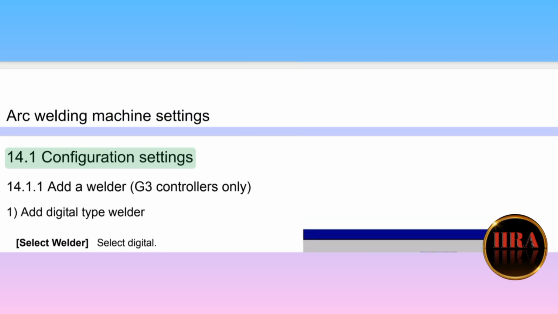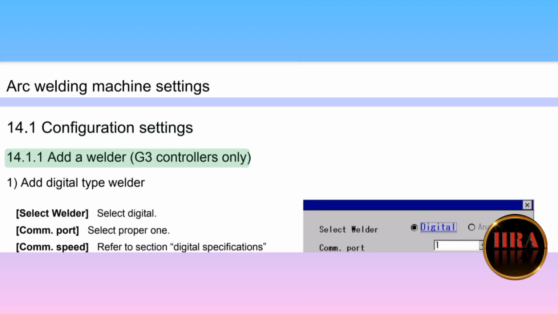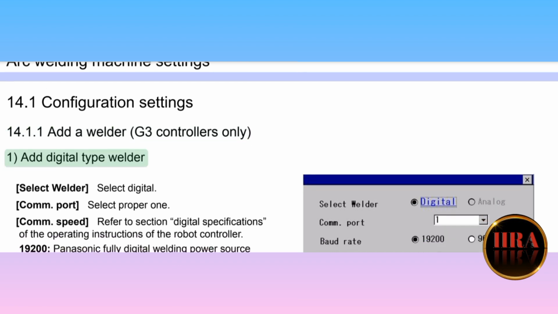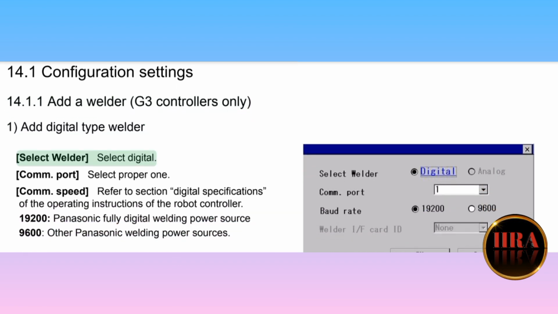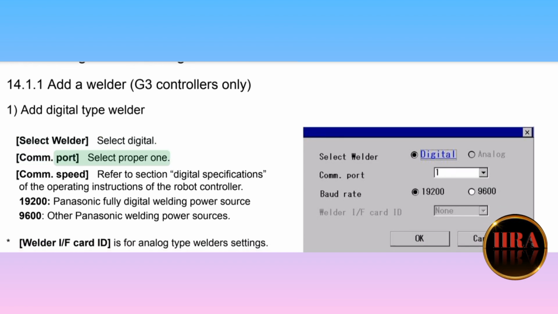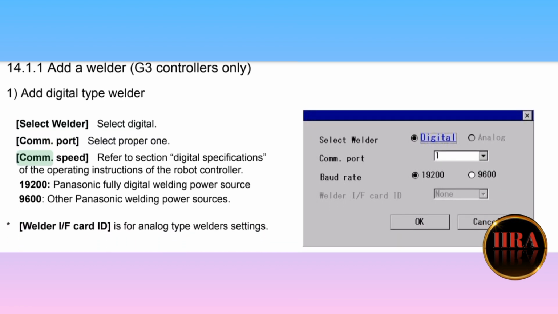14.1 Configuration settings. 14.1.1 Add a welder, G3 controllers only. 1. Add digital type welder. Select welder, select digital. COM. Port, select the proper COM port.